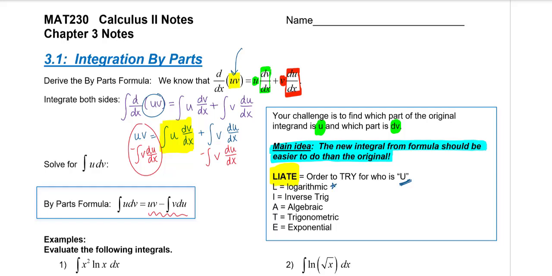It's a lot easier to do the derivative of a logarithmic or natural logarithmic function versus doing its antiderivative. So I'll show you a couple examples with that. Same thing for inverse trig. It's often easier to differentiate than it is to integrate. So this is the order in which I will try for who is my u. A stands for algebraic, so polynomial type functions. T, trigonometric, because some of these, for example, sine of x, might be equally as easy to differentiate or integrate, and exponential, things like e to the x, 2 to the x, etc.